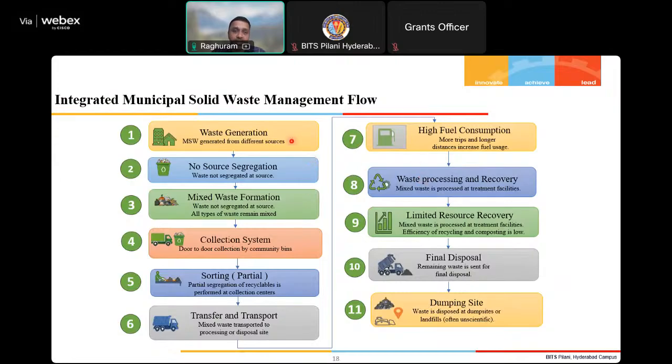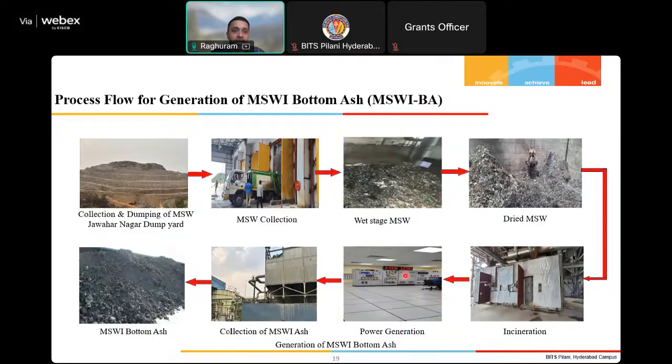As I said, waste generation, segregation, collection system, transport, and then waste recovery, and then finally dumping. If we use some of the material, we will be using that. Otherwise, again, it will be disposed to the landfill. And you can see here, at the topmost left-hand side, this is one of the Jawahar Nagar dump yards, the municipal solid waste landfill. Once the waste is dumped here, it will be collected in the collection tanks.